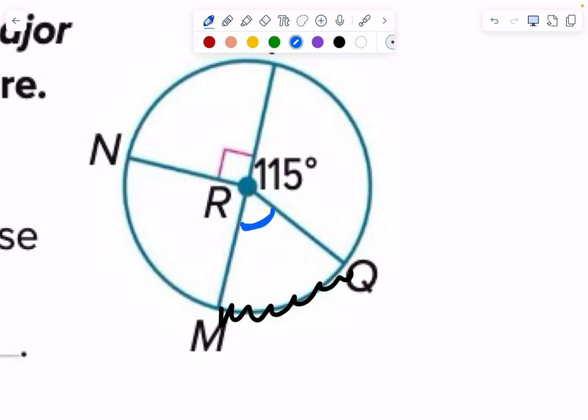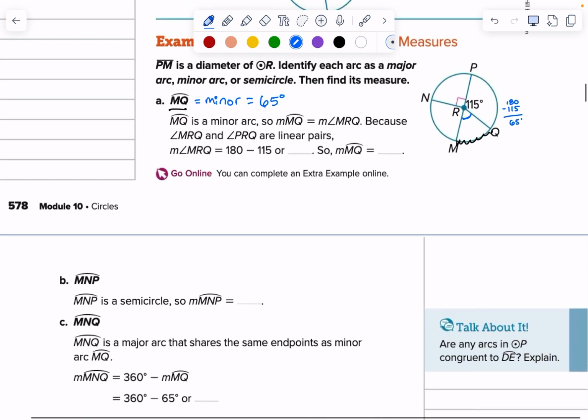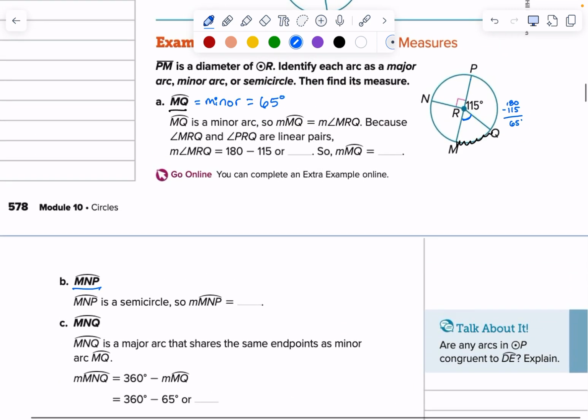Subtract from what? 180. These two should add up to be 180, right? Okay. So 180 minus 115 is what? 65 degrees. Yep. And so that is a minor arc, 65 degrees. Yeah? Okay. On the next page, I don't know if you can see this very well, but MNP.